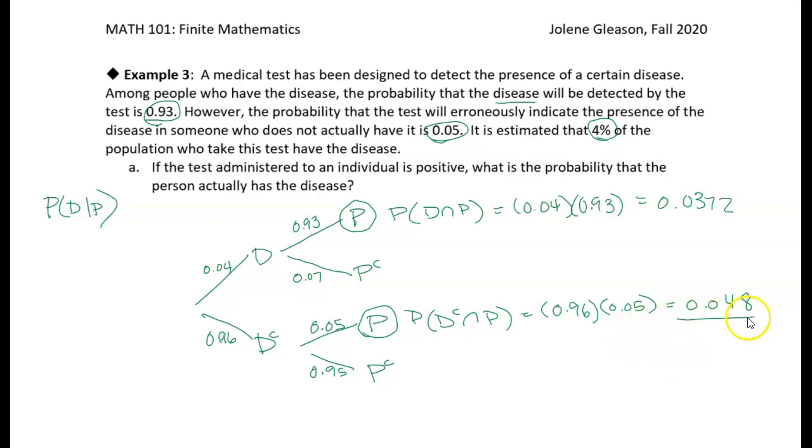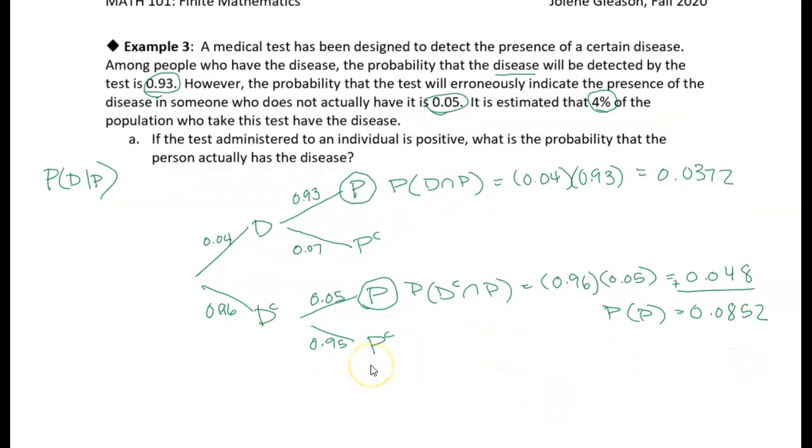All right, so let's add those up. I'm just going to add those two probabilities together to get the probability of testing positive in general. You can do that a couple different ways: either you have the disease or you don't have the disease. So if I add those up, I get 0.0852.